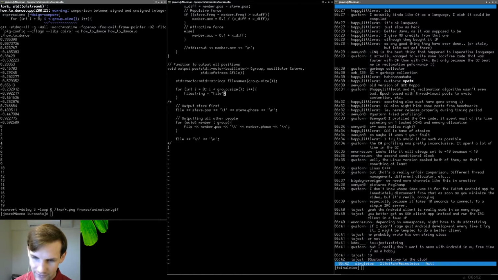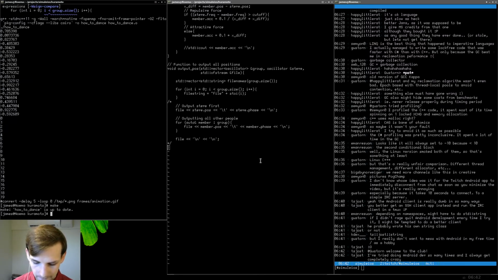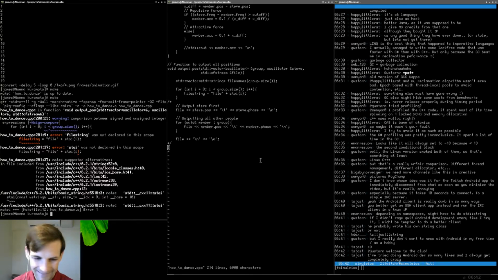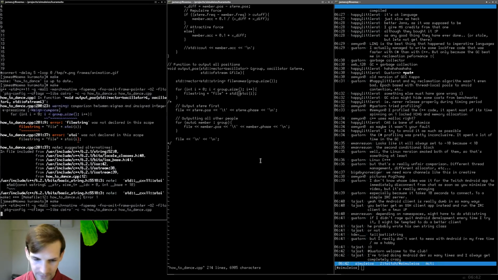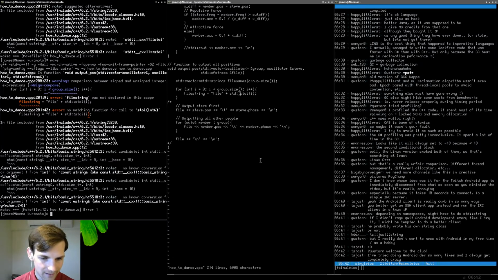One second. Let's add a semicolon in here. And I wanted to do stod. Is that right? Plus stod? Oh, it's probably stoi. Yeah, that was wrong. Let me see. I totally forget this stuff, but I'm trying. Oh, dagnabbit. No conversion from int to constant string. Fine. No magic function called stoi.